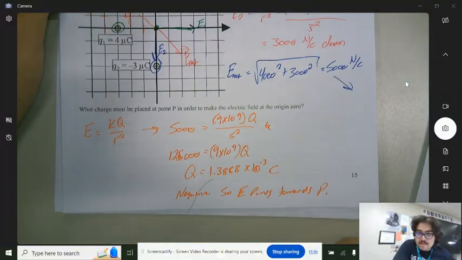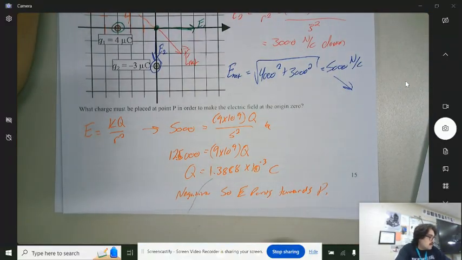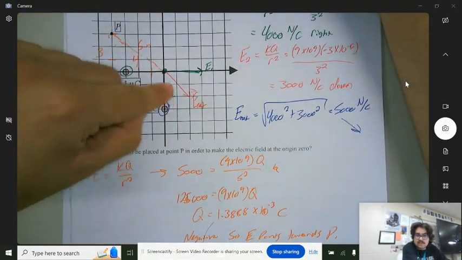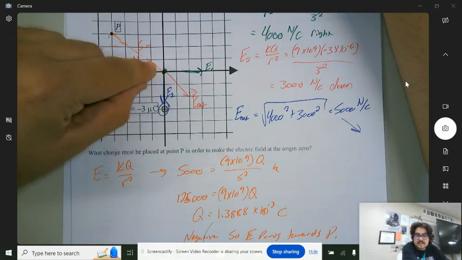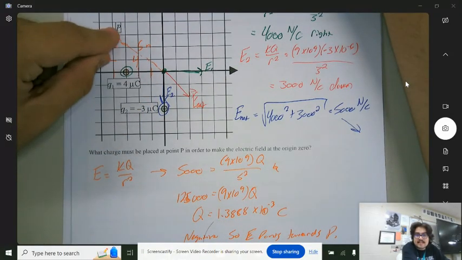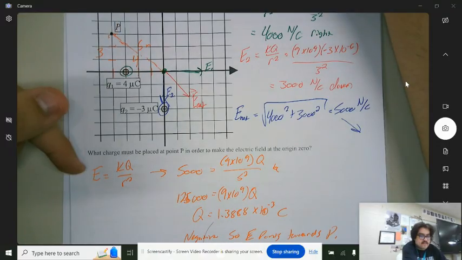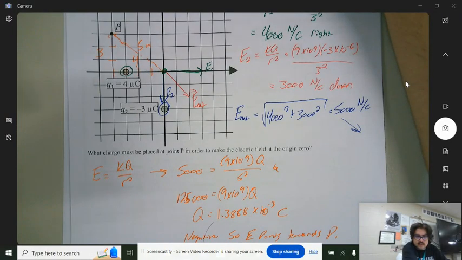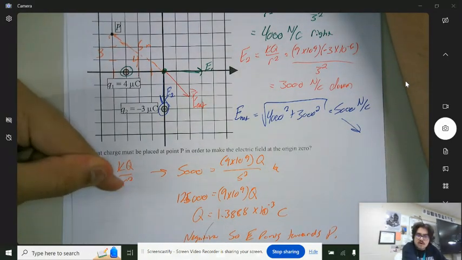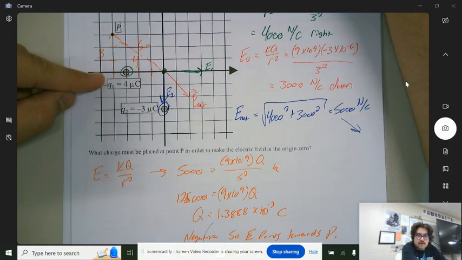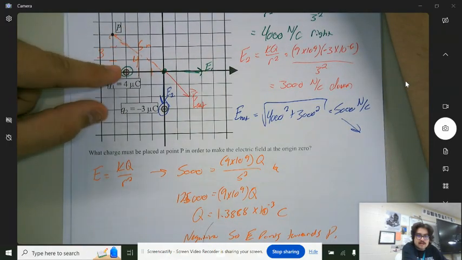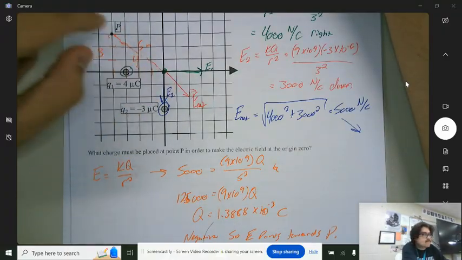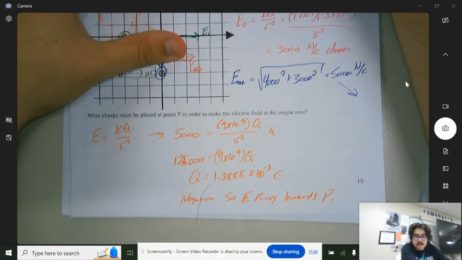What charge must be placed at point P in order to make the electric field at the origin 0? Well, if this is the net electric field, we need the same field going up and to the left to cancel it out. So what charge do we need at P? Well, we can figure that out using E equals KQ over R squared. K is a constant. Q is what we're trying to solve for. For R, we need to know that this is 4 meters in the X direction away and 3 meters up. That's a Pythagorean triple, which gives you 5 meters for the hypotenuse, which is the R that you're going to use.